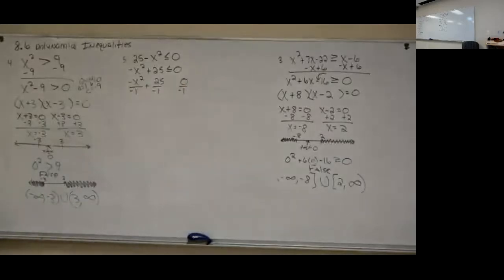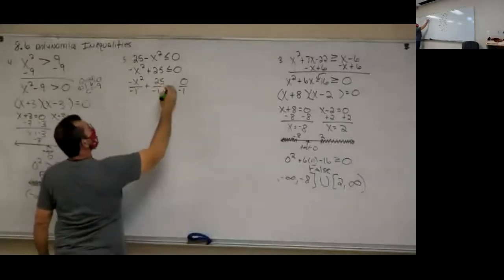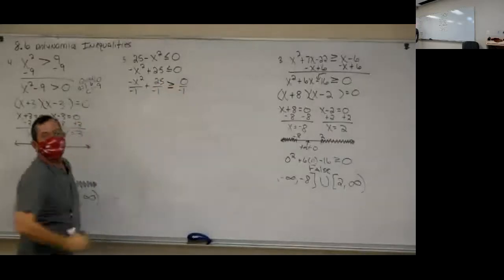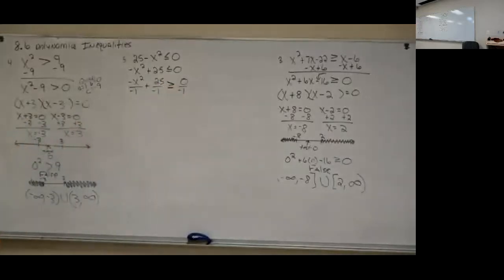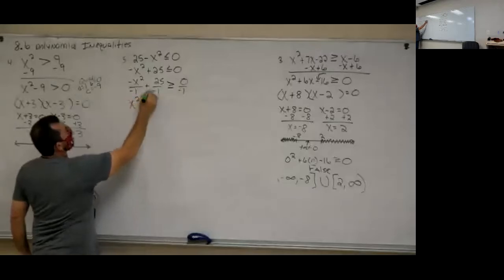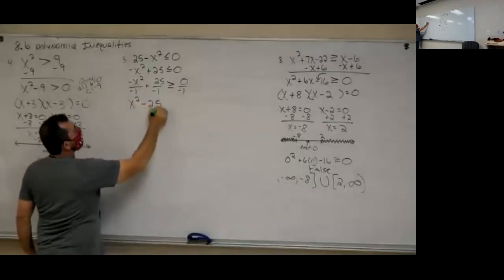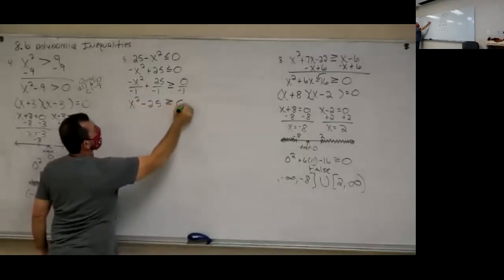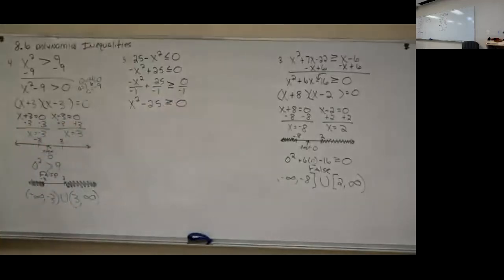I got to change my inequality around. So instead of being less than or equal, it's now going to be greater than or equal. So just remember that when you switch them signs, you got to flip it around, okay? So then I get a positive x squared minus 25 greater than or equal to 0. And when you do that to everything, you don't change the value of your equation, you're just changing the way it looks.